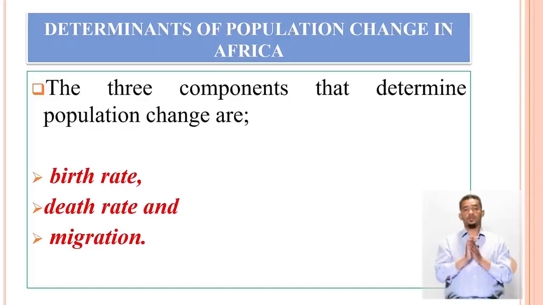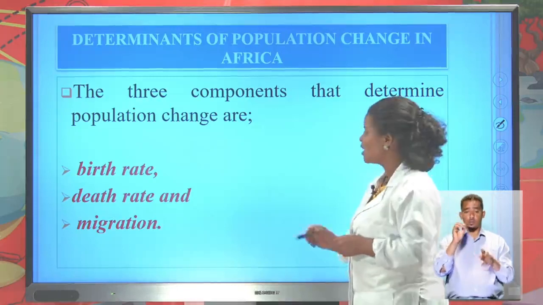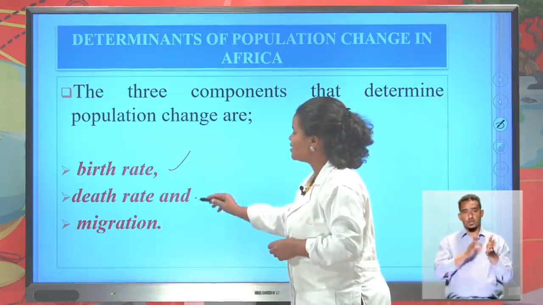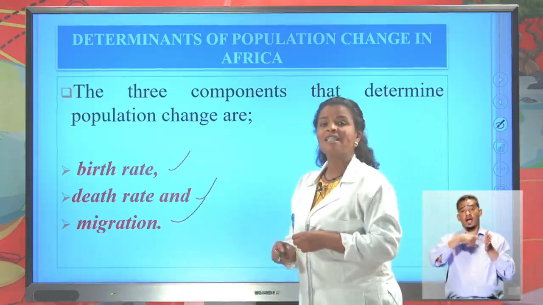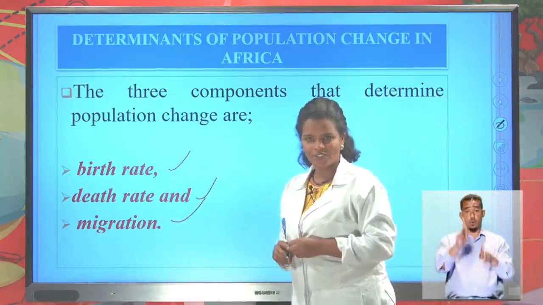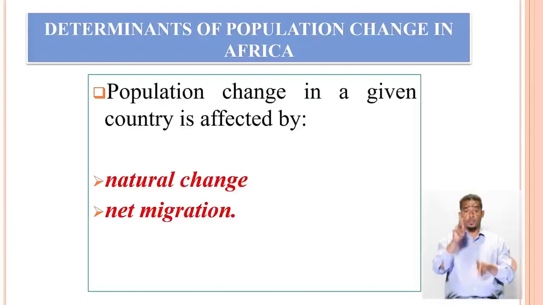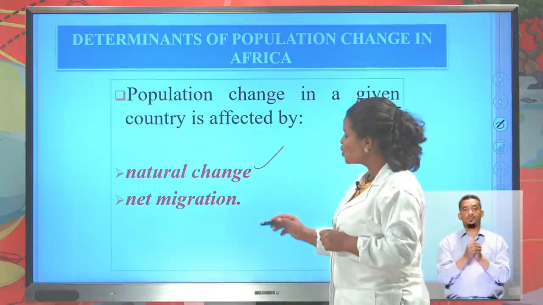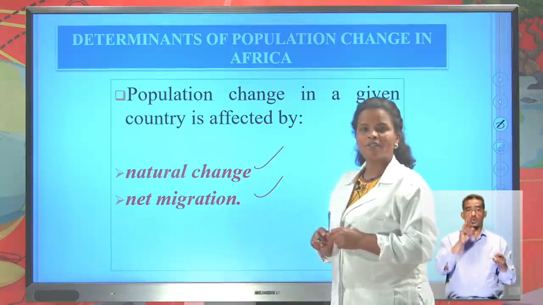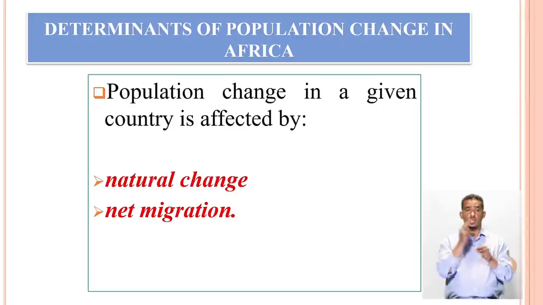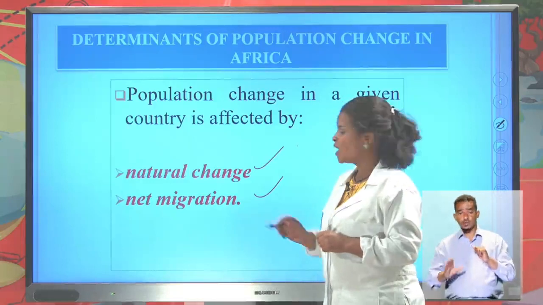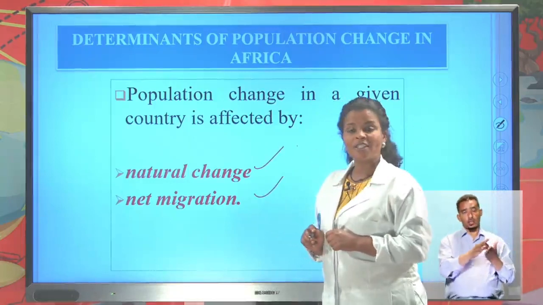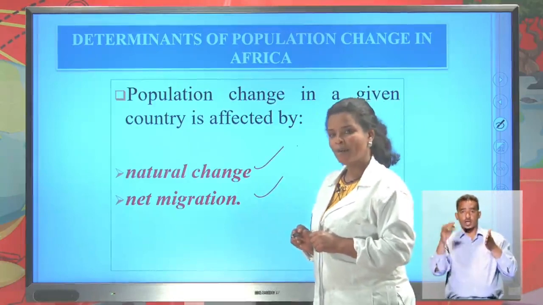Today, let us see the determinants of population change in Africa. The three components that determine population change are birth rate, death rate, and migration. Population change in a given country is affected by natural change and also by the net migration rate. Natural change is the difference between crude birth rate and death rate. Net migration is the result of immigration and emigration.